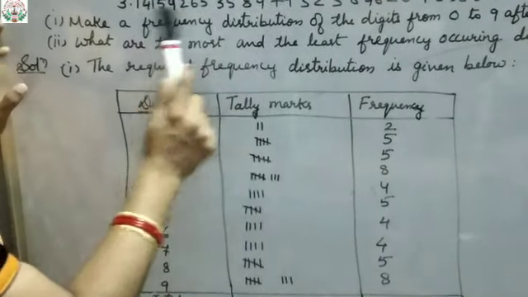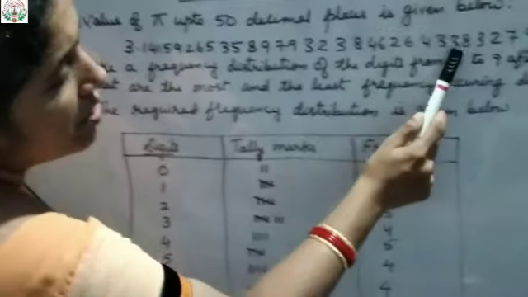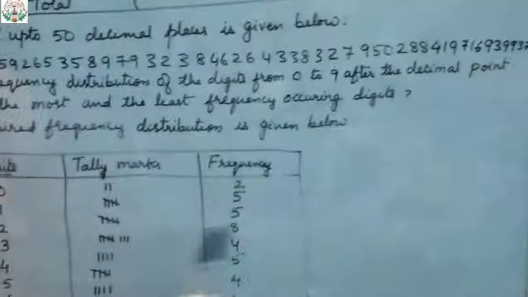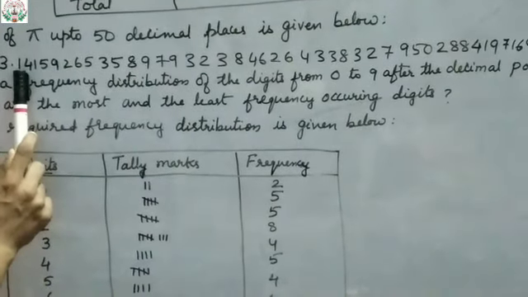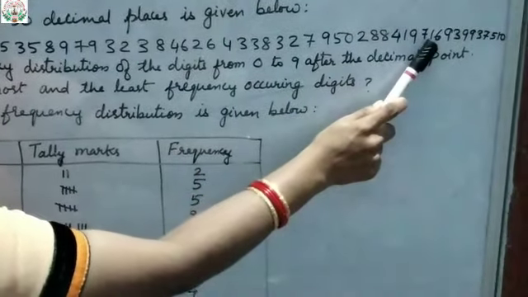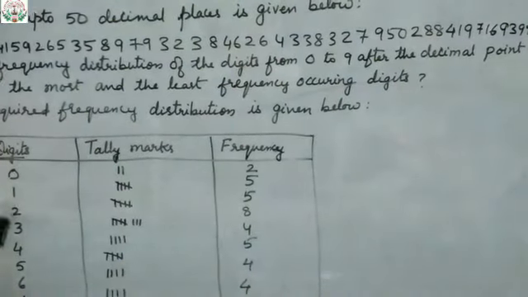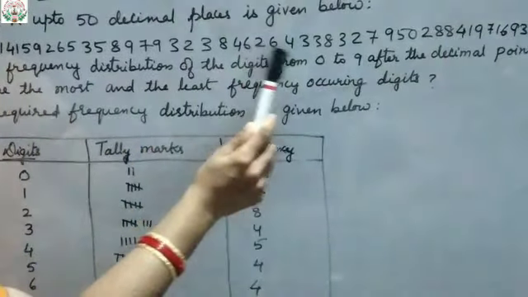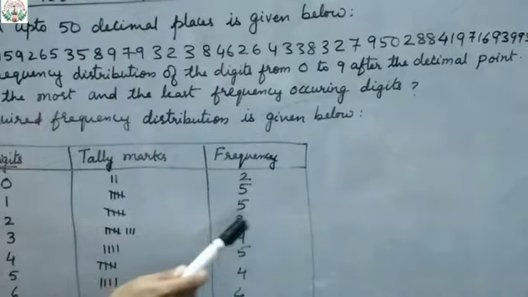Now for tally marks, see the numbers and draw the tally mark. Here 0. You check it out: 1 time 0, so 1 line. Again, after that, the last one you can see is 0. So here 2 lines, so frequency will be 2. Same way for 1: here 1, 2, then again you can find 3, 4, 5. So total 5, here also 5. Then for 2, same way see here 1, 2, 3, 4, 5 times. So here also 5 you can see.